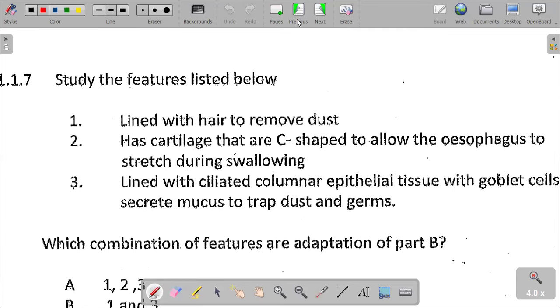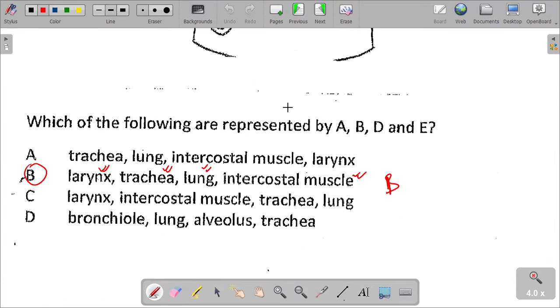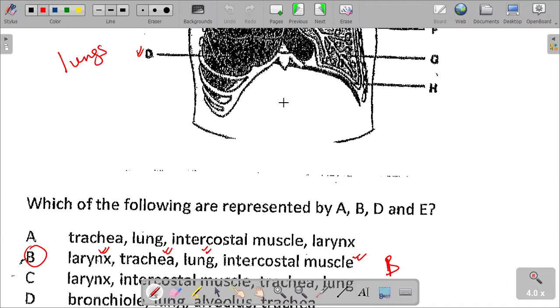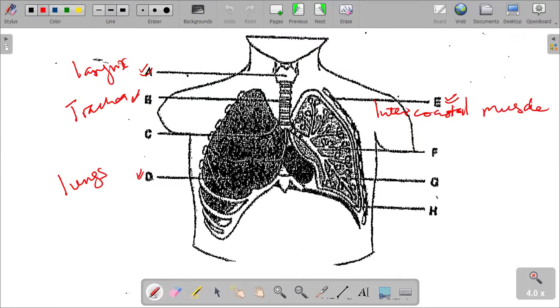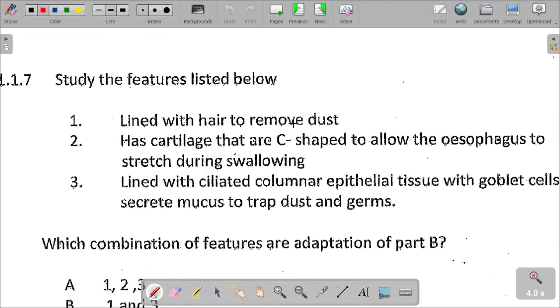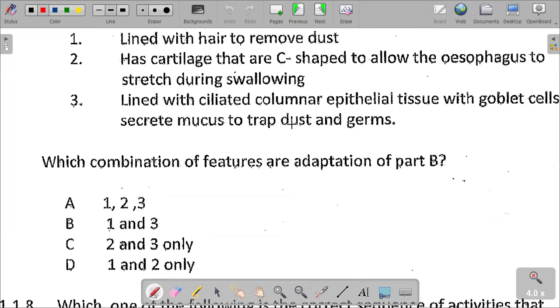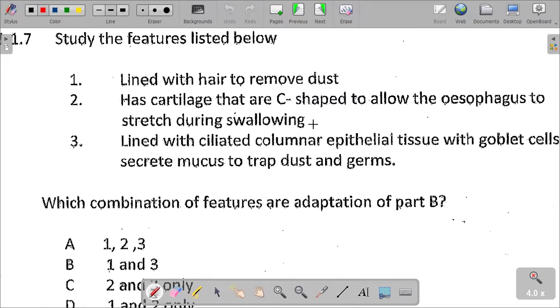Which combination is adapted to B, which is the trachea? What is the combination of characteristics that explains the trachea in this question?